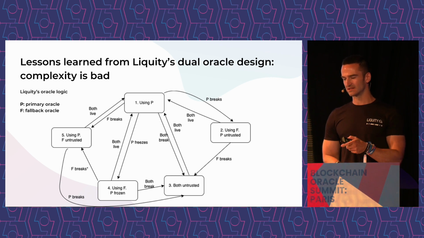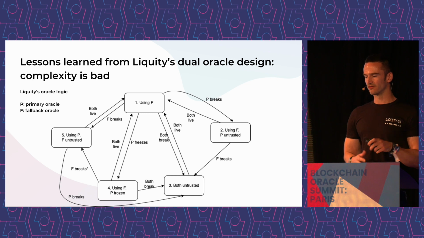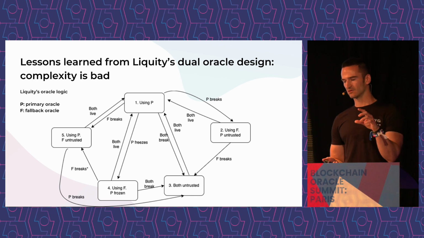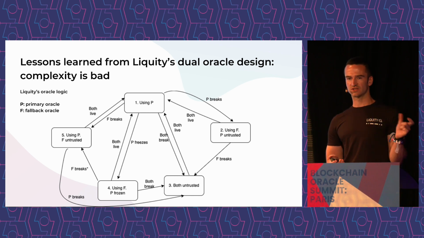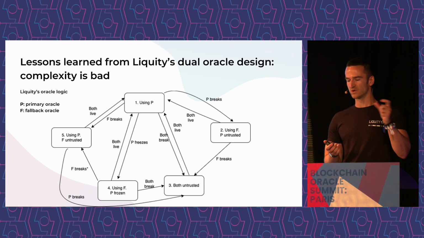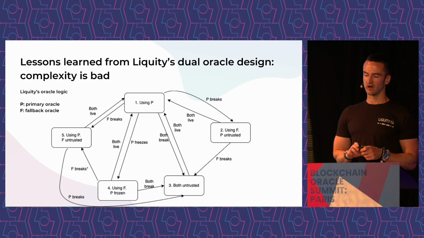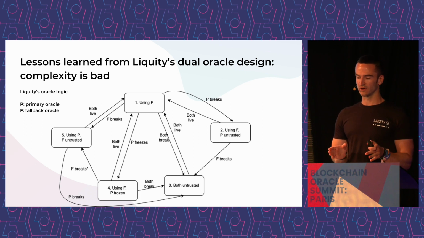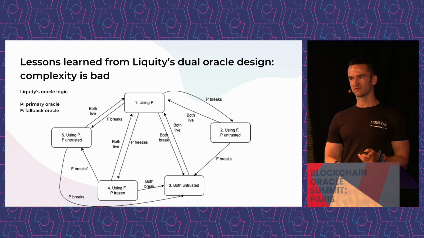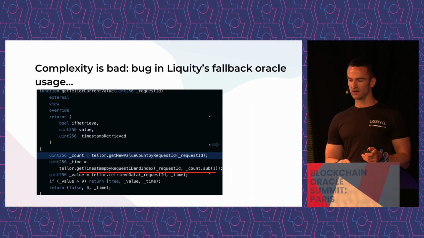So basically, this is the state machine we built for our Oracle logic, and it's quite complicated. There are these conditional state changes, and we focused a lot on getting this logic right. So with a primary Oracle, switching to a fallback under different conditions and trying to switch back. And our audit for the Oracle was pretty much purely on this. And we actually didn't spend enough time on the basic integration. And we actually had a bug in Liquidity's fallback Oracle usage.